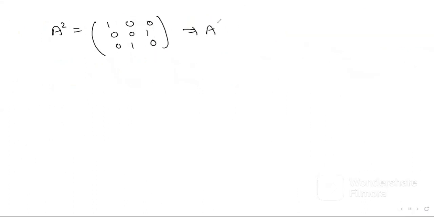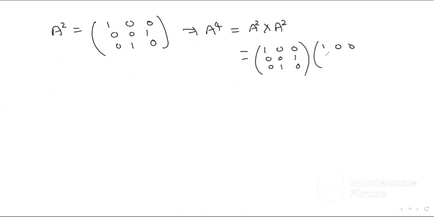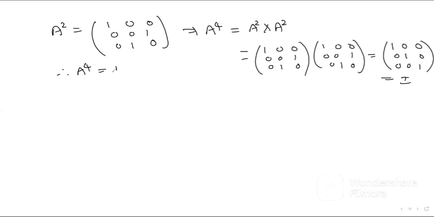Then after that, find A to the power 4. A to the power 4 can be written as A square into A square. So 1 0 0, 0 0 1, 0 1 0 into 1 0 0, 0 0 1, 0 1 0. What do we get here? First row with the first column, we get 1. First row, second column, 0. Next 0. Second row, first column, 0. Second row, second column, 1. Next 0, 0, 0, 1. This is the unit matrix. Therefore, A to the power 4 is equal to the unit matrix I.